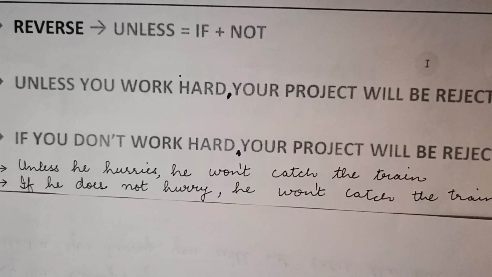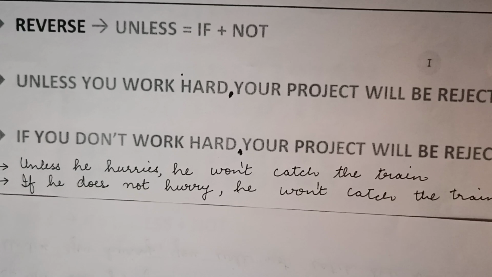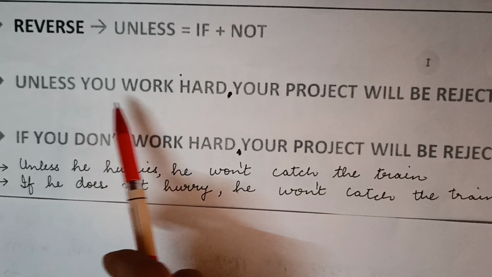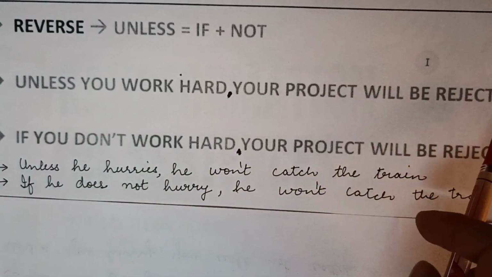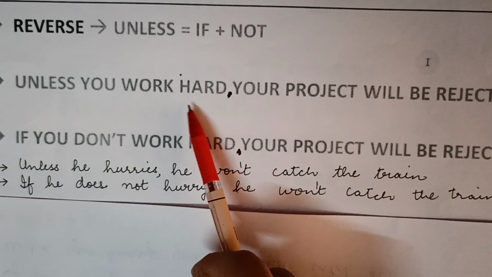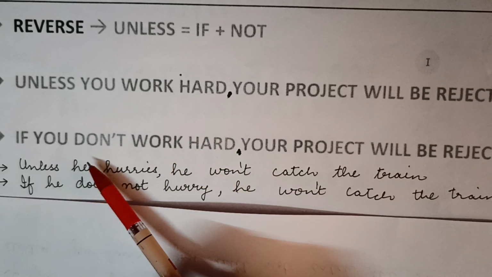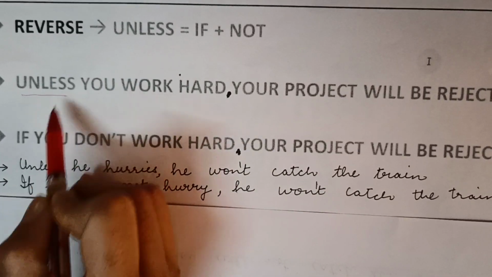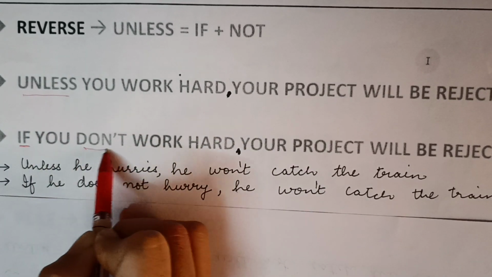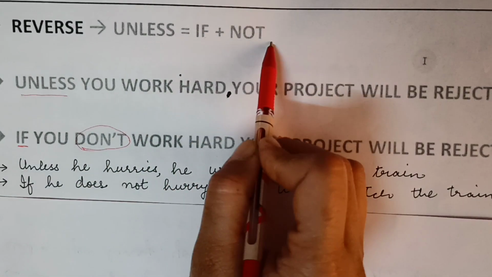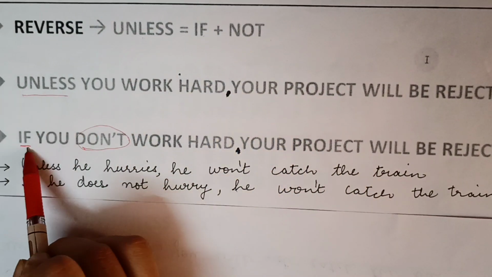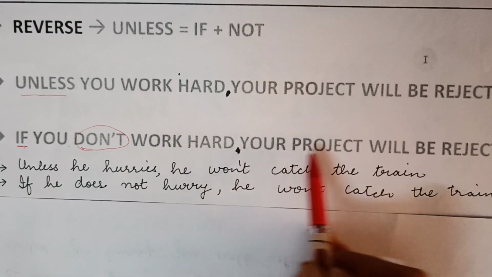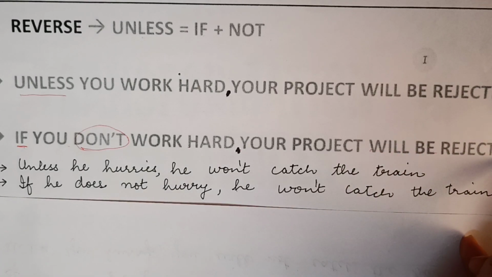Now let's take the case of the vice versa, the reverse of the statement that we have done. Unless is equal to if plus not. So in this case, it is just the opposite of what we have done. Unless you work hard, comma, your project will be rejected. In this case, you will be asked to begin the sentence using if, or rewrite the sentence using if. So again, instead of unless, you will write if and you will add a negative in the statement because if plus not is equal to unless. So you will rewrite the sentence saying, if you don't work hard, comma, your project will be rejected.